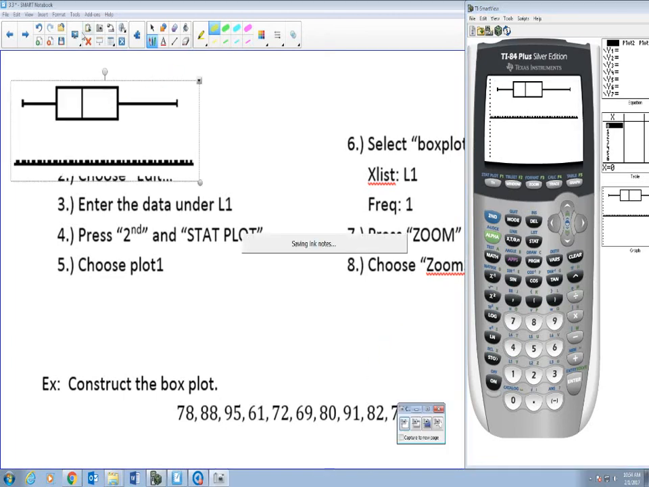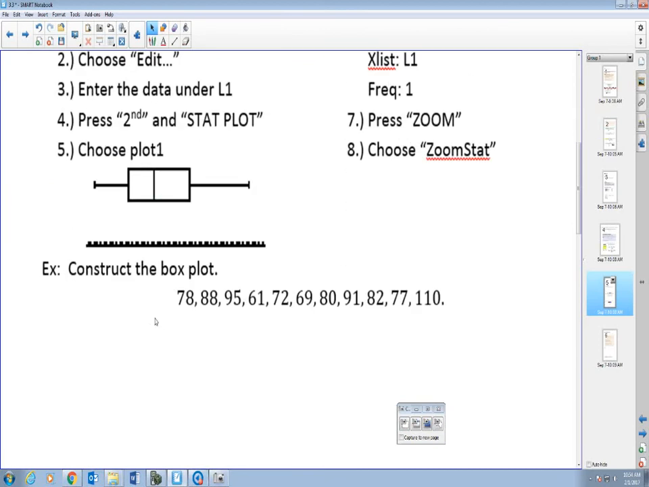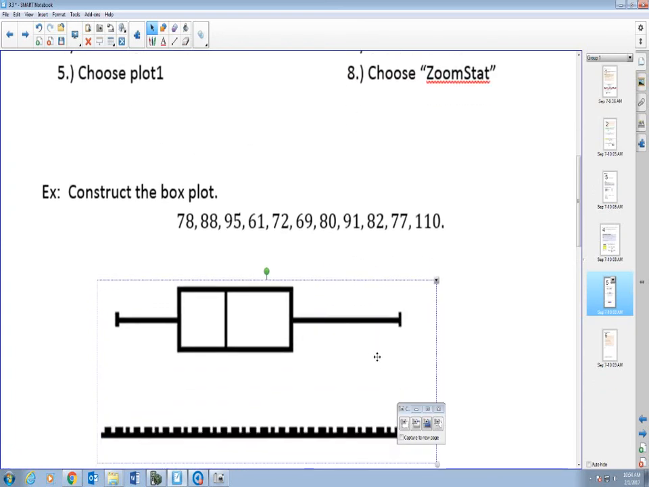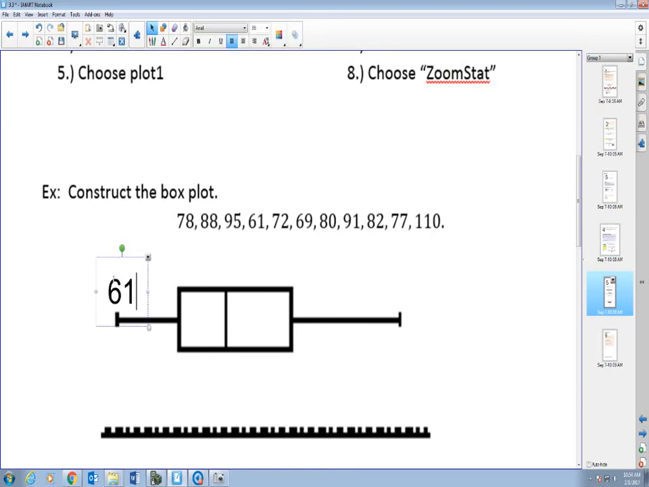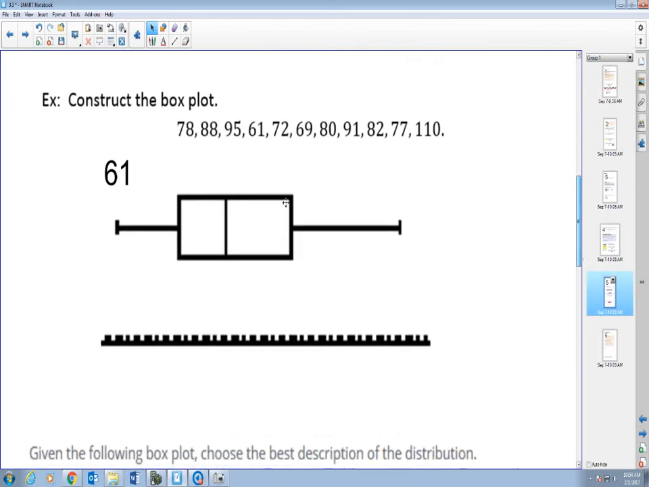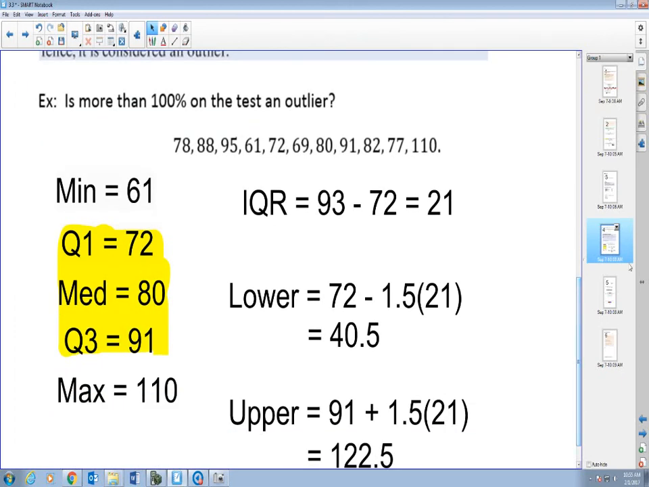Alright, so if you look at this number line, let me put a number on here. So this is my box plot on the number line. The very first number is the minimum, which we said was 61. The Q1 is the beginning of your box, and Q1 was 72. Q3, I think, was 91. This is the end of your box. Your maximum is 110, and the median is right here in this line. Median was 88, I believe. 80, excuse me.